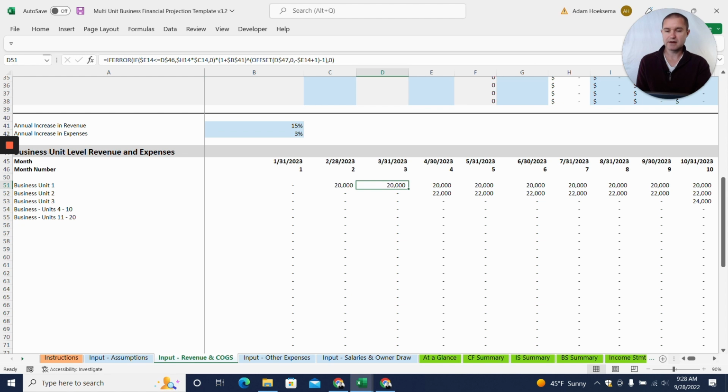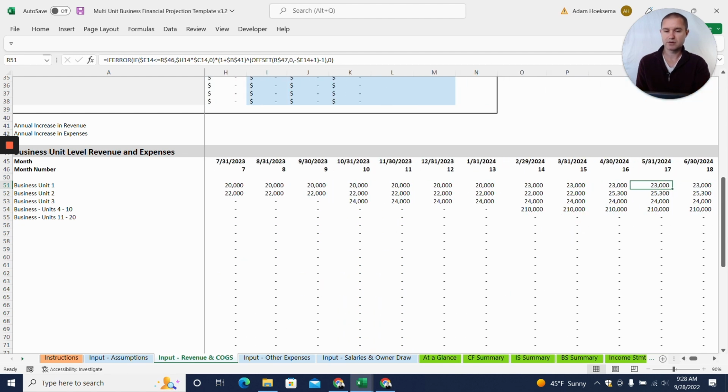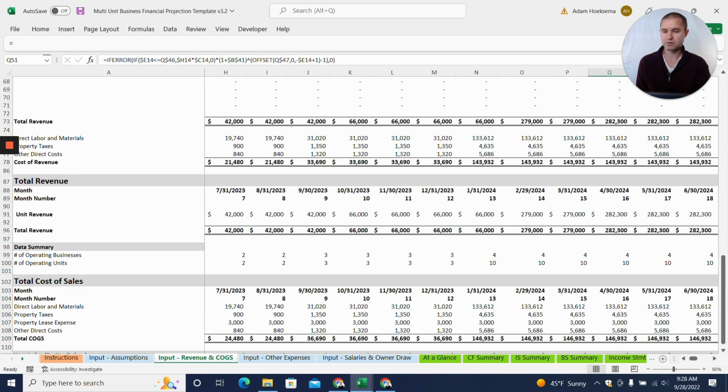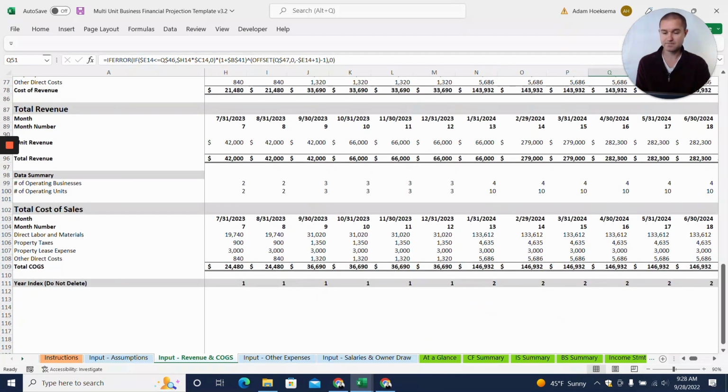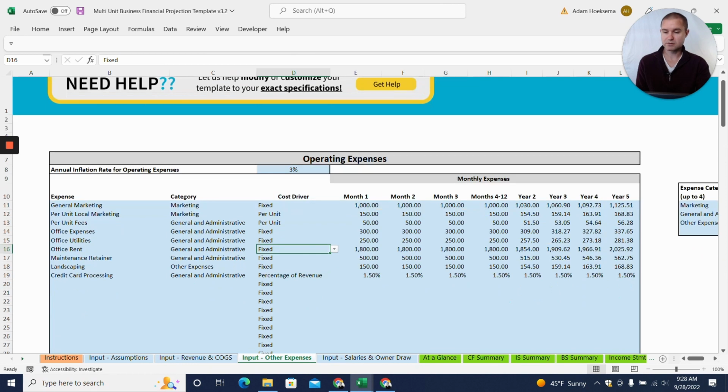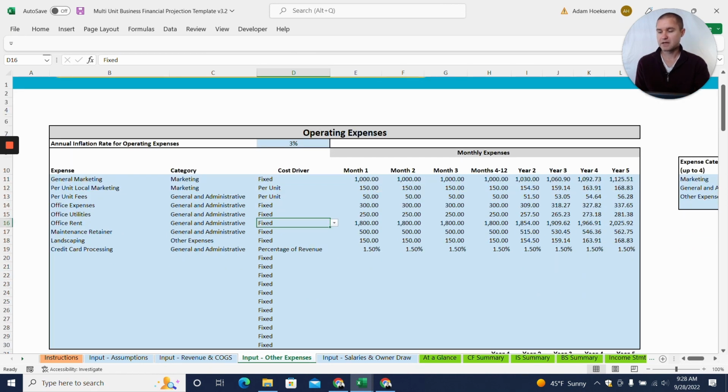And so then that will allow us to project our revenue and expense for those units. And it will all consolidate down here. And then what we'll do is jump over to our input other expense tab. And this is where you can enter in corporate expenses. So you could have your corporate level expenses.